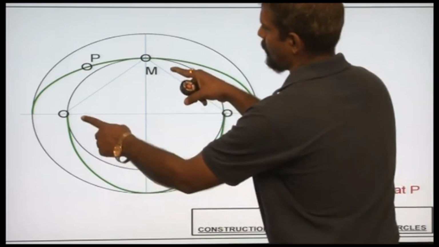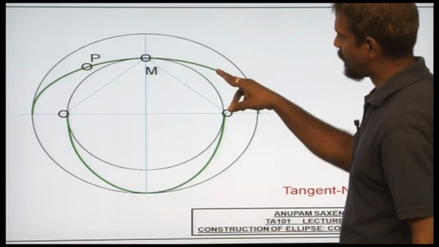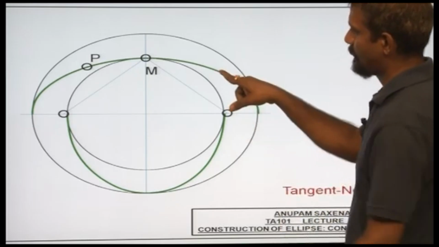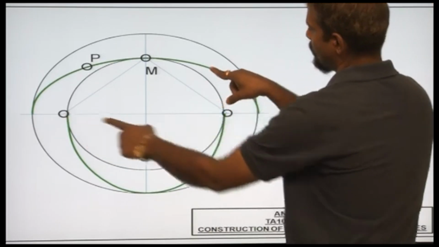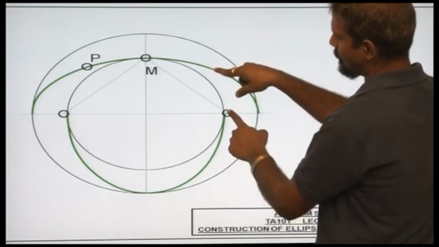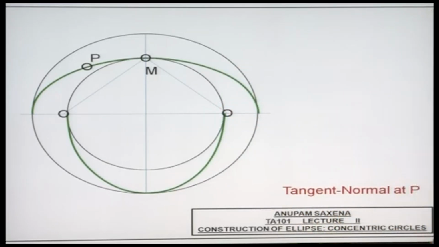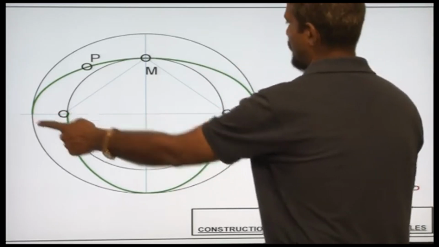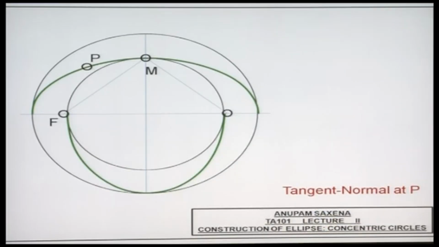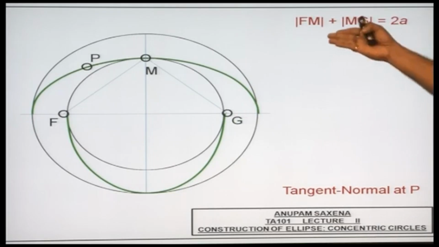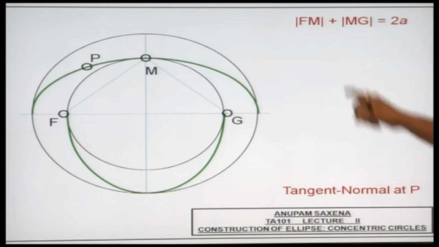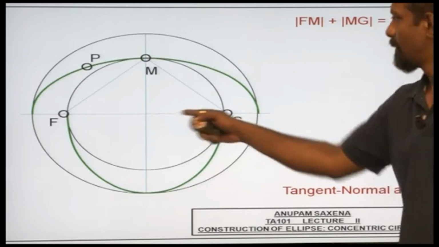and the property I'm using is straightforward. If I take any point on the ellipse, the distance of this point from this center and this center, if I sum these two distances, that sum will always be equal to the length of the major axis. So two foci F and G, and this is the property I just mentioned. So M being a point on the ellipse, distance FM plus distance MG has to be equal to 2a, where a is the length of the semi major axis.